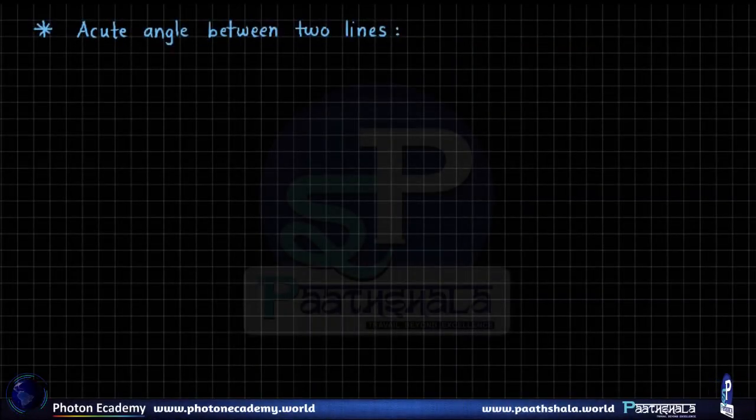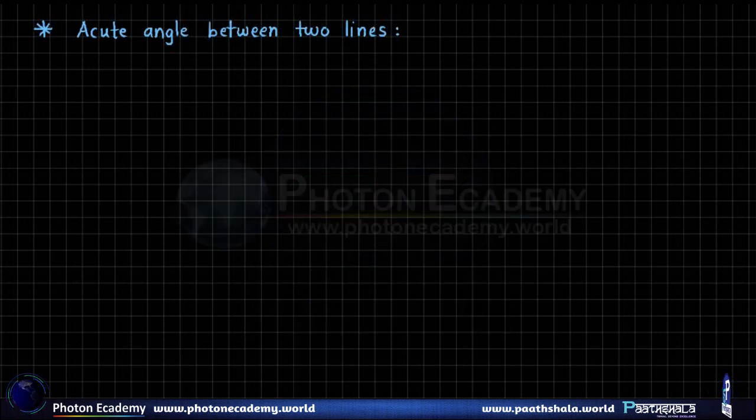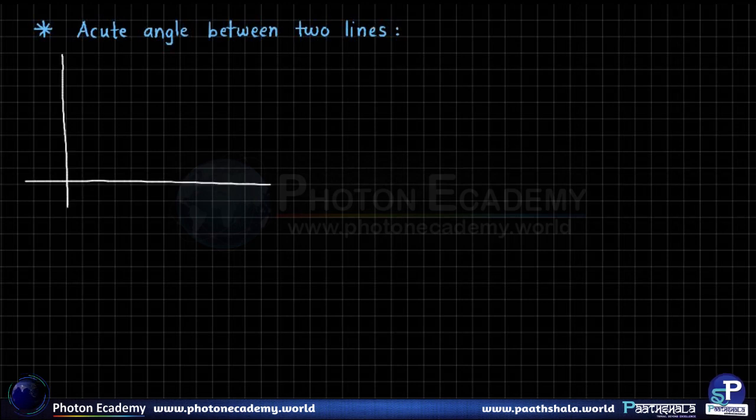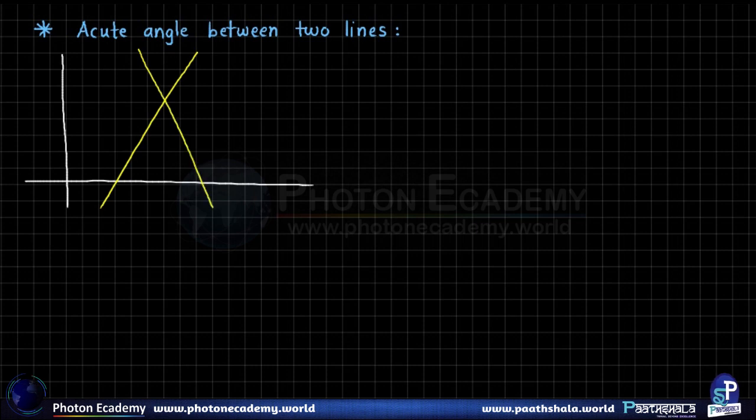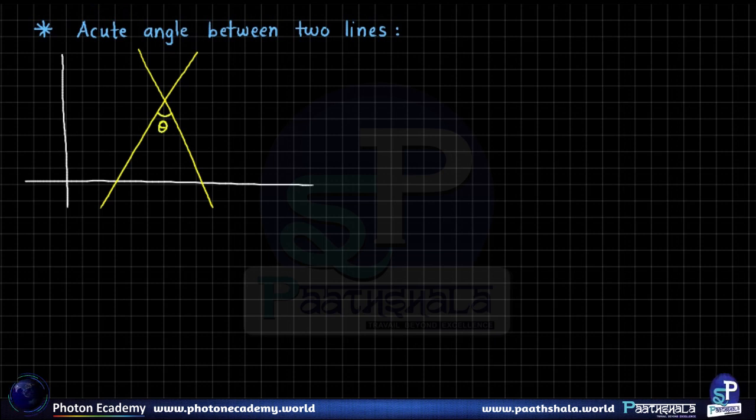Now let us see a derivation for finding out an acute angle between any two given lines. That means suppose we are given the equations of the lines, then how do we find out the angle between them? To find this, let us consider a diagram first. Let us consider the two lines as shown here, and if you remember, we are trying to find out the acute angle between them. So let us assume that this is the acute angle theta as shown between the two lines.